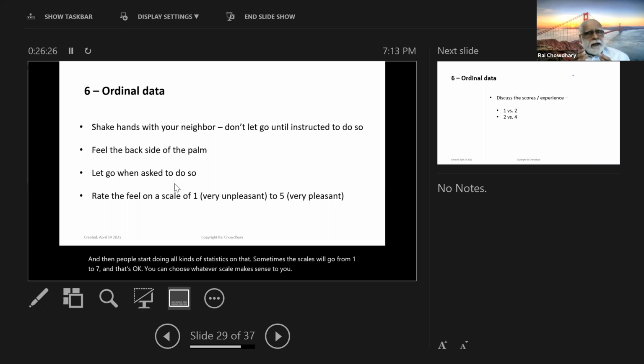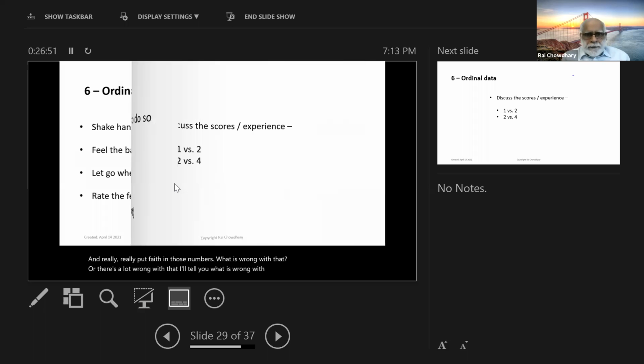But does it really lend itself to applying these statistics? Can I say that this experience had an average of 3.5 and this experience had an average of 7 on a scale of 1 to 10, and really put faith in those numbers? What is wrong with that? Well, there is a lot wrong with that. I'll tell you what is wrong with that. So let's go take a look at that.